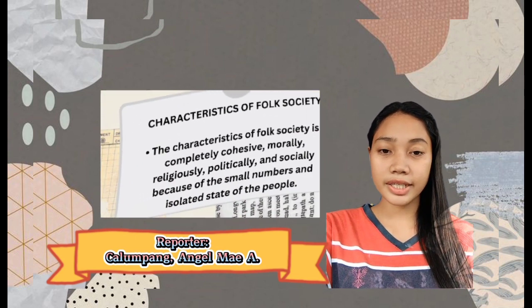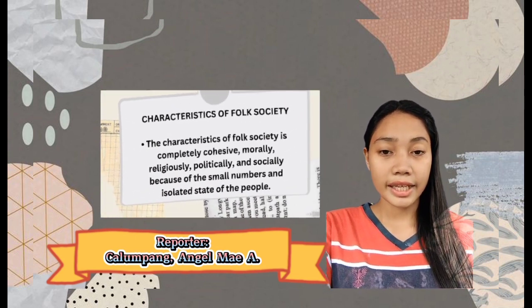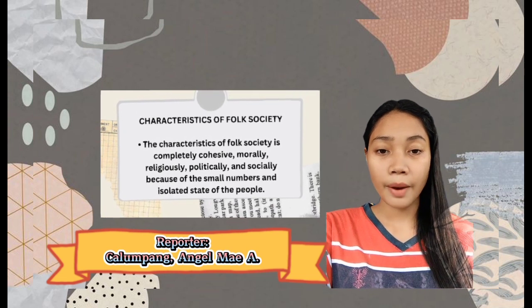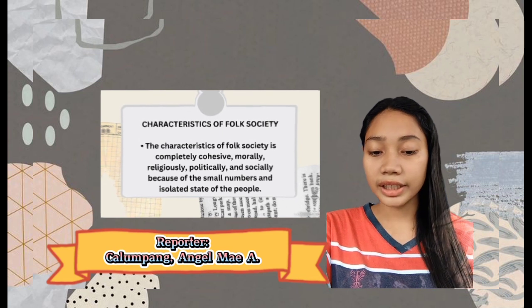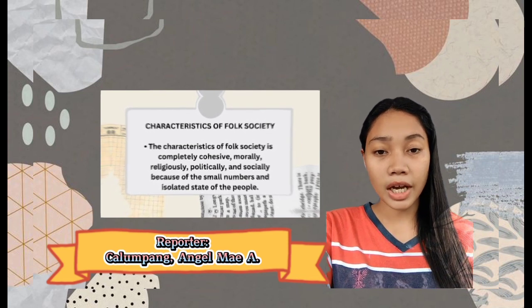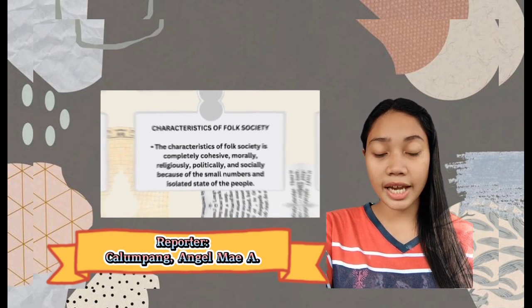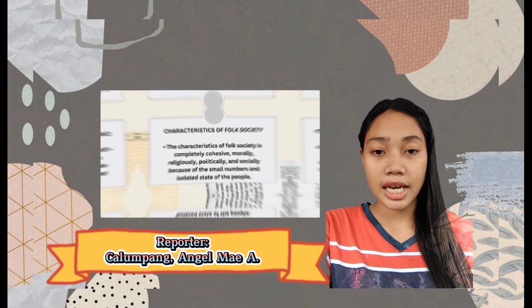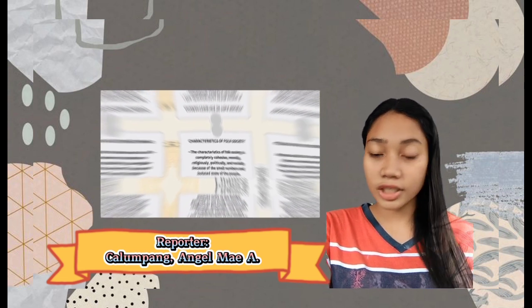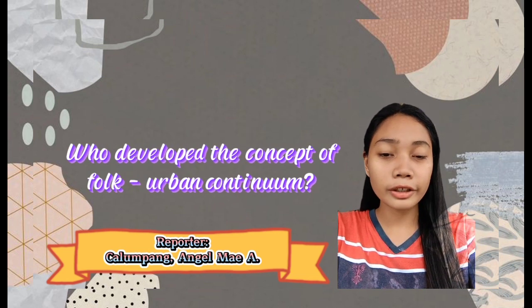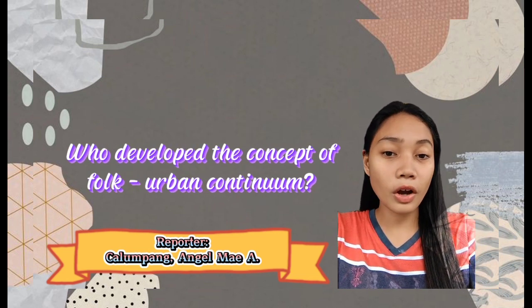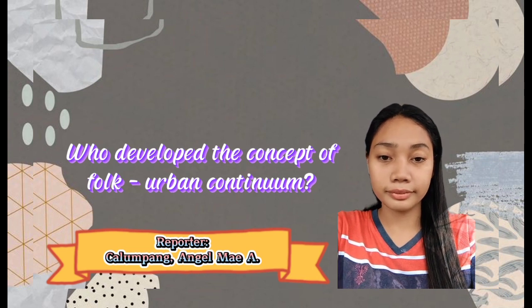The characteristics of folk society: it is completely cohesive, morally, politically, religiously, and socially, because of the small numbers and the isolated state of the people. So, who developed the concept of the folk-urban continuum?